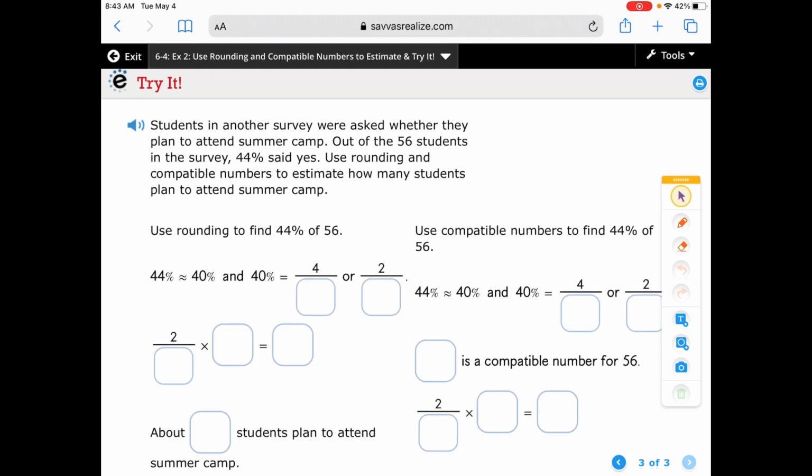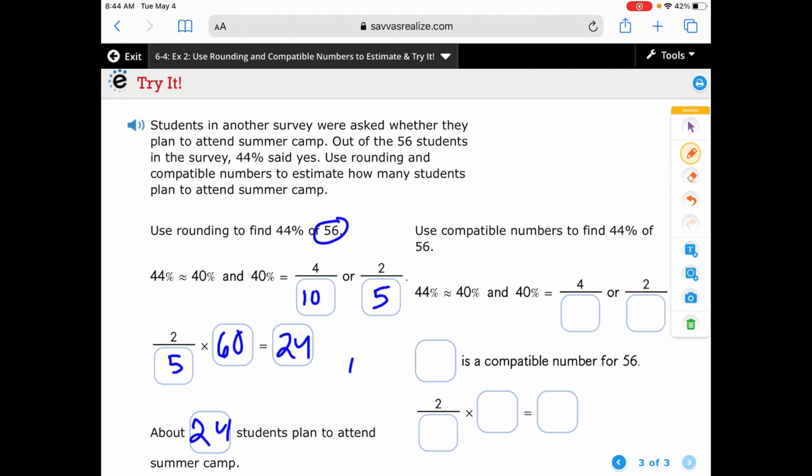Right, now for the Try It, it says use rounding to find 44% of 56. All right, so 44% is close to 40. So we'll do 4 over 10, or 2/5, right? 56 rounds to 60, so we do 2/5 of 60, which ends up getting us 24. So we could say about 24 students plan to attend summer camp.